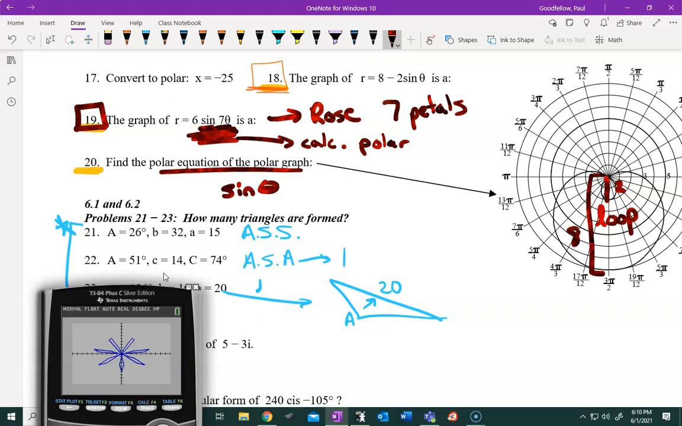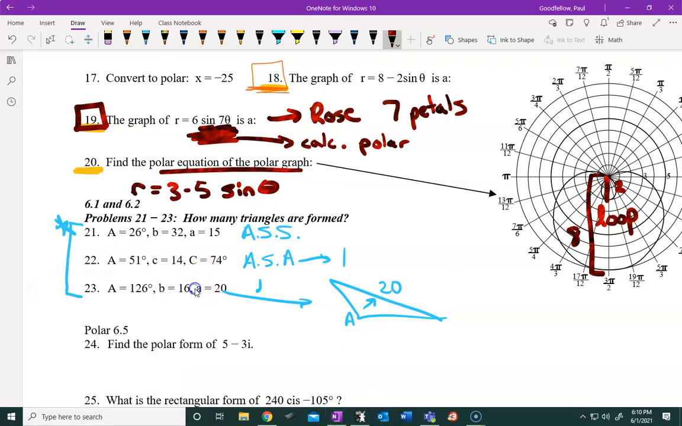If I'm going to make it end up having a loop, there's going to be a smaller number up front and a bigger number in the back. So ultimately, something that has a difference of 2 but a sum of 8 would be a 5 and a 3. So it'd be 3 minus 5 sine theta. I'm going to check that to make sure I got that one right.